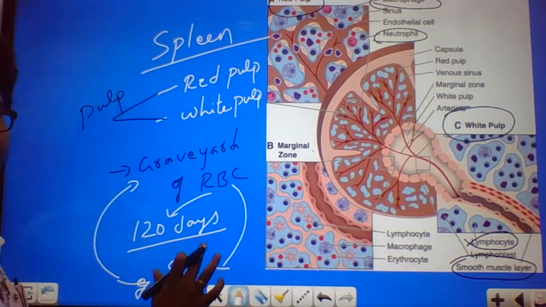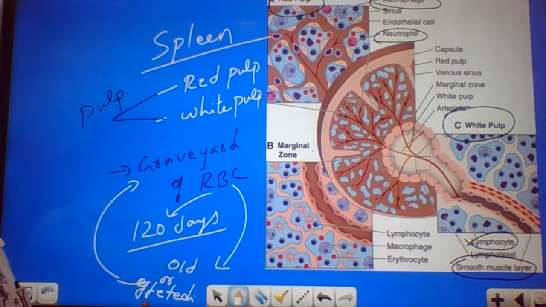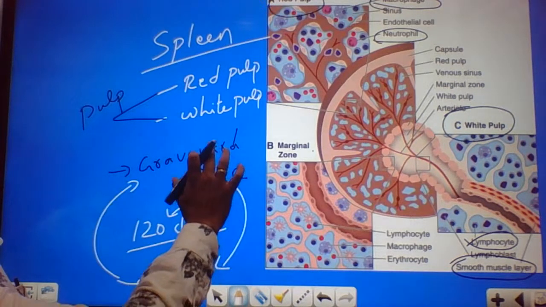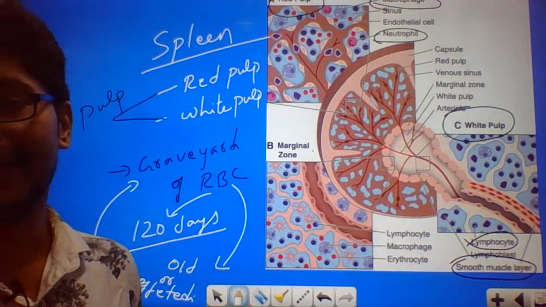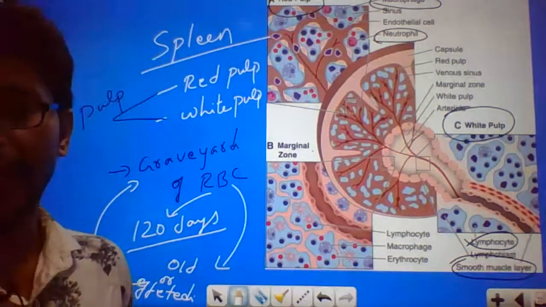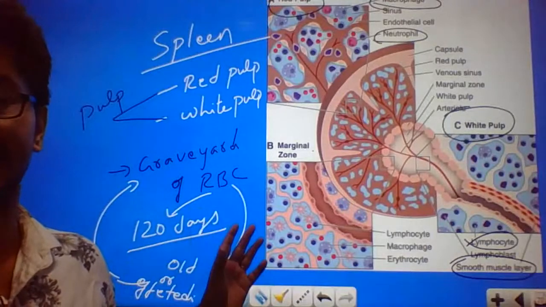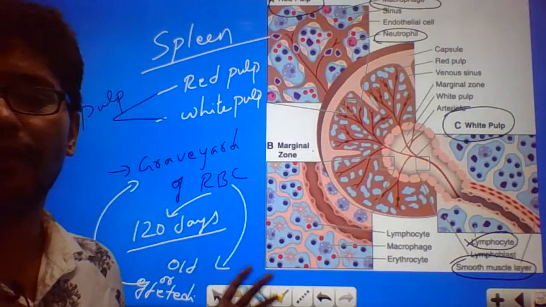Because at the end of 120 days anyway, the RBC is going to get old and is going to get destroyed in the spleen. So the spleen acts like a graveyard of RBC. And also the spleen acts as a filter, mostly a filter for the blood-borne microorganisms.